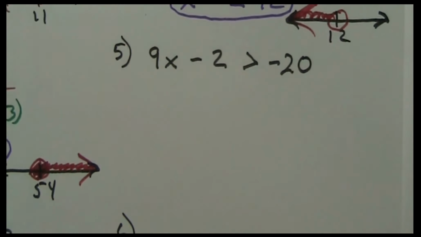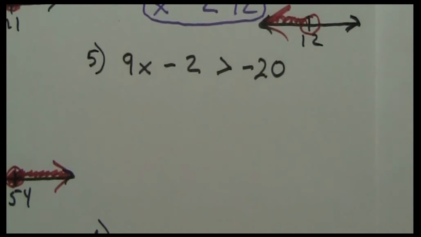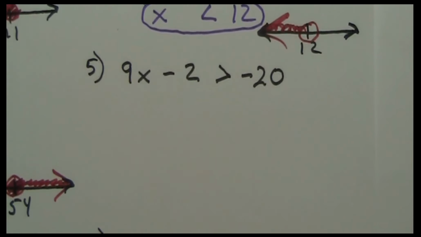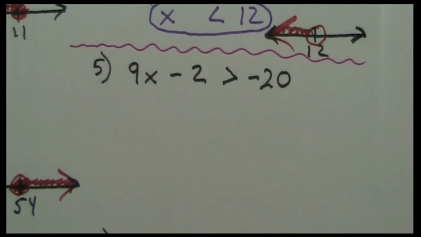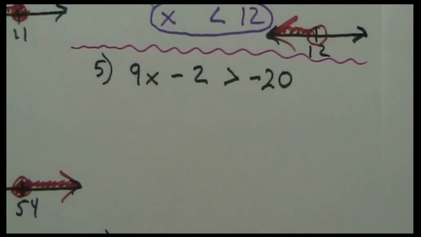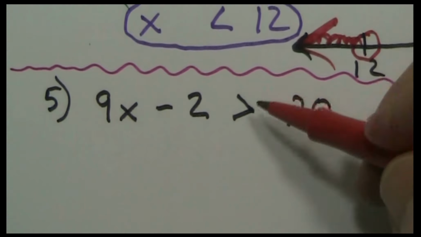All right, number 5. Remember, if your problems get too close, you can always just use a little squiggly line to separate them. Okay, our symbol there is more than.